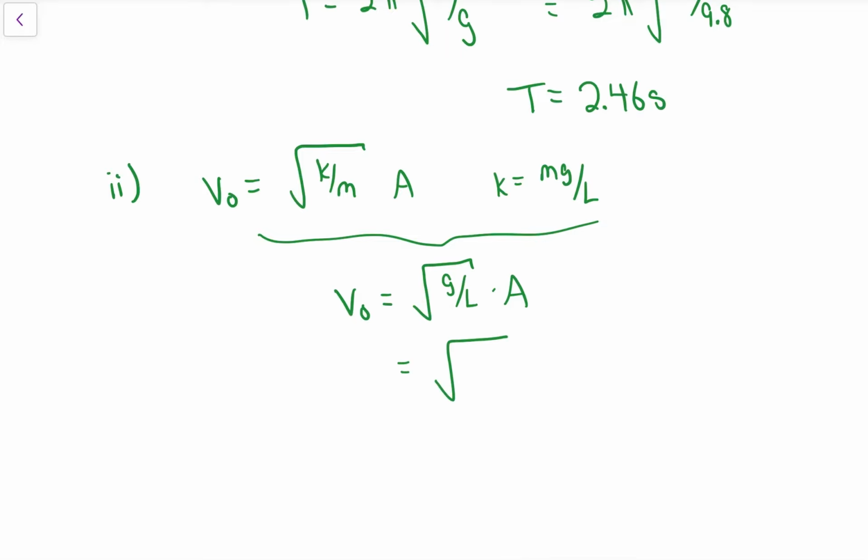Now that we've done the substitution, it's another plug and chug. 9.8 over 1.5 in this case, and the amplitude that I made up was 0.3. Cranking that out, I get a maximum speed of 0.77.